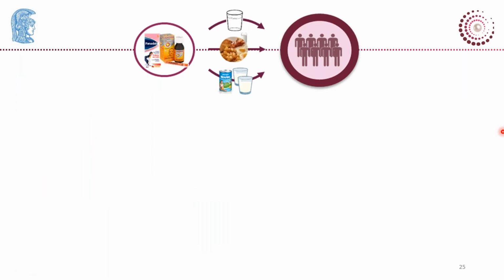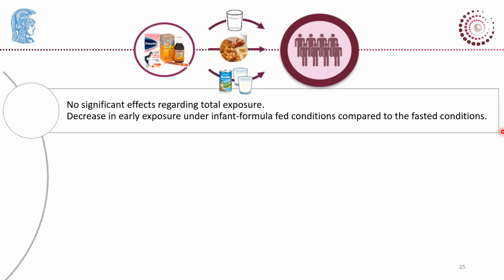Summarizing the key results from this exploratory clinical study in adults, we can conclude that no significant effects regarding total exposure were notified, but there was a decrease in early exposure under infant formula-fed conditions compared to the fasted conditions.